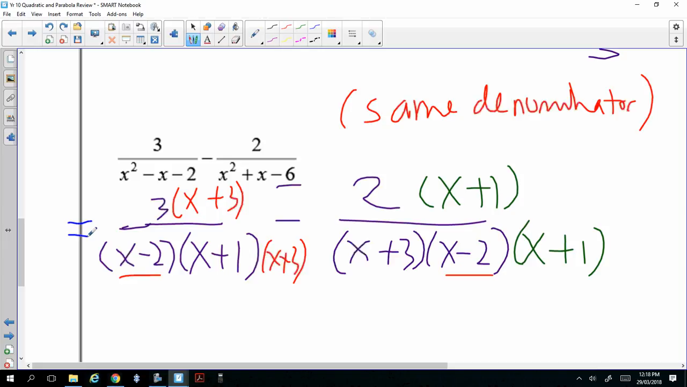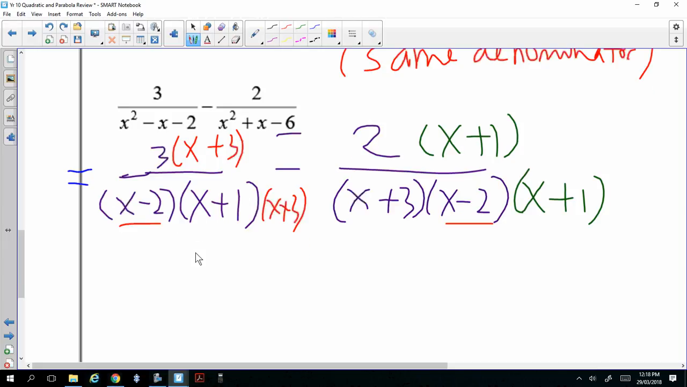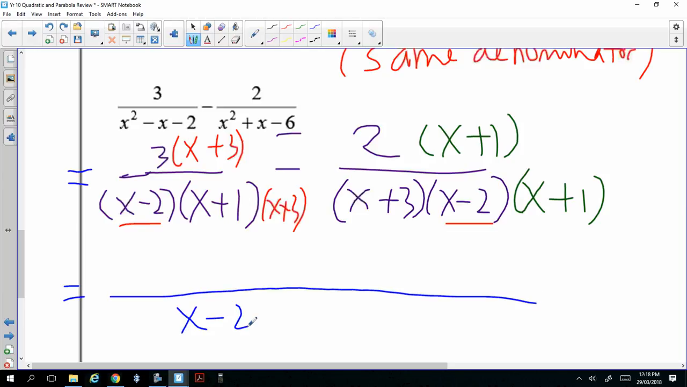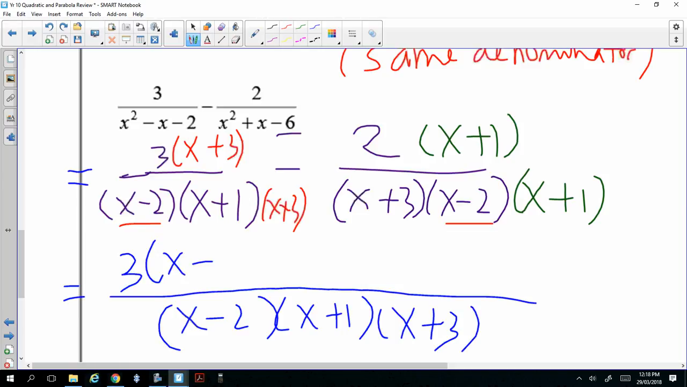(x minus 2)(x plus 1)(x plus 3), right? So you write it as a common denominator, and then write 3(x plus 3) minus 2(x plus 1), which you need to expand and simplify, and collect like terms. Alright, do that.